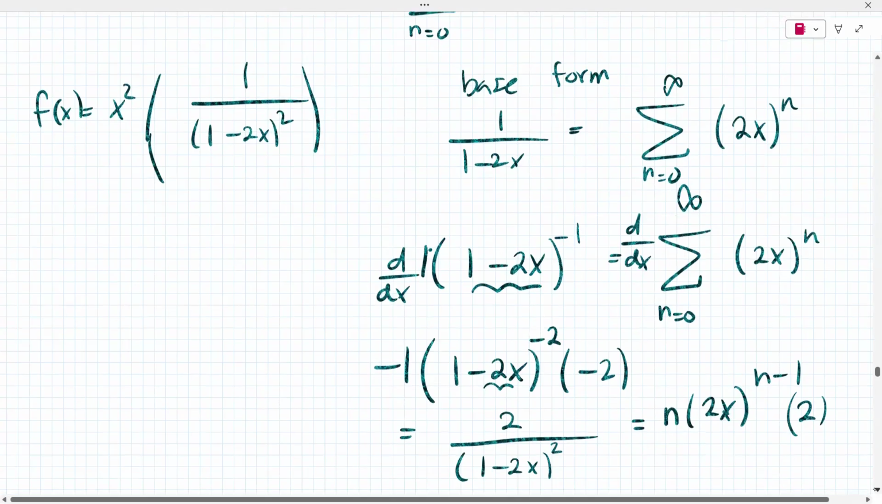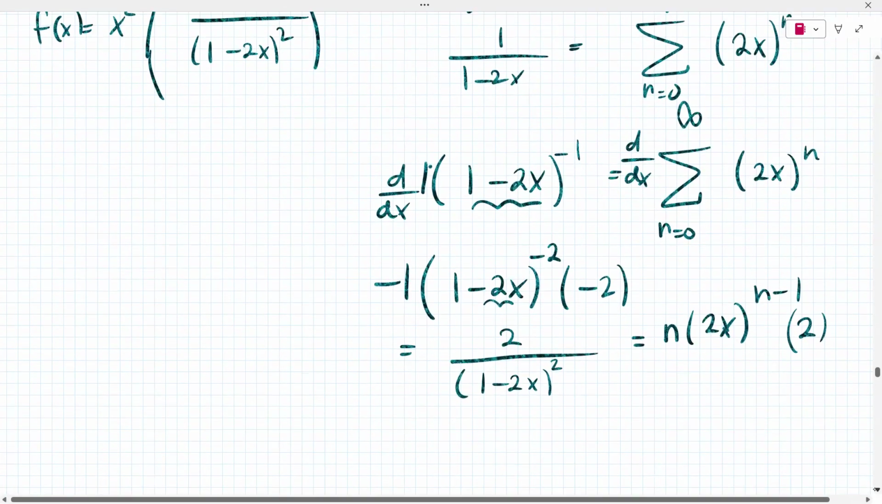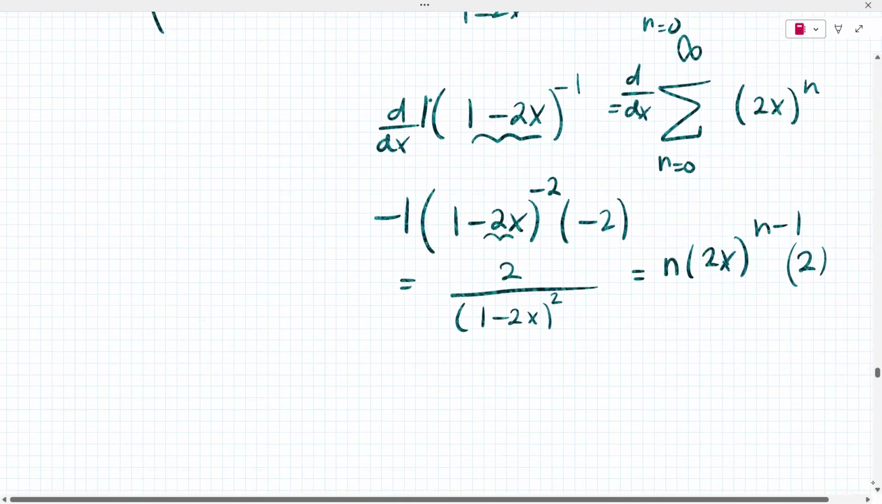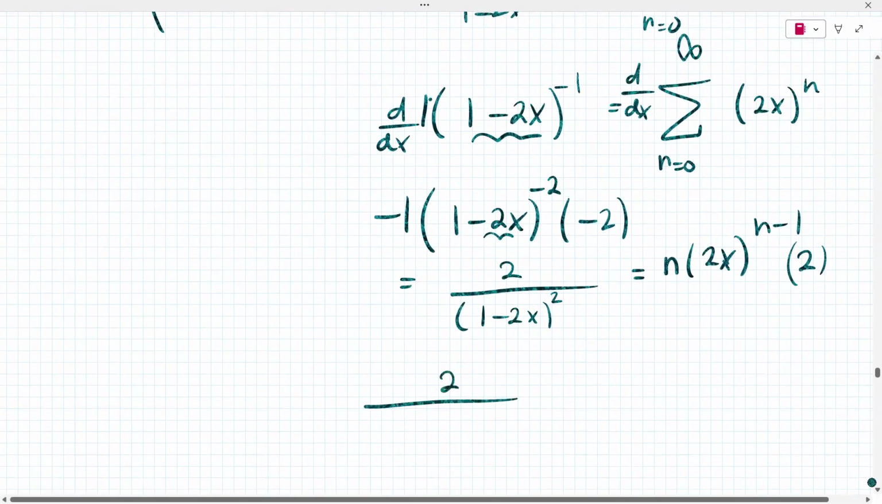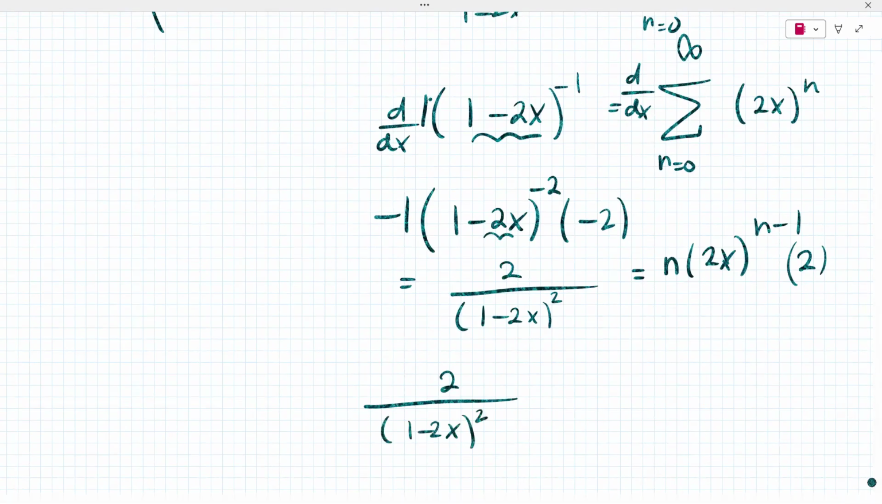Okay, so let's clean this up a bit. This simplifies as 2 over (1 minus 2x) squared equals the summation of n equals 1 to infinity. If you want, 2 is a constant, so you can put that in front of the summation. And then you're left with n times (2x) raised to the n minus 1.